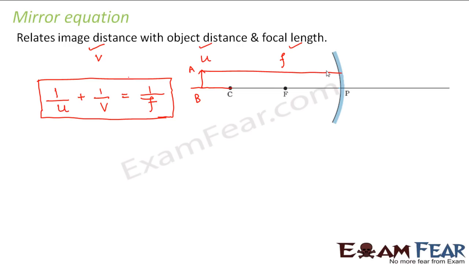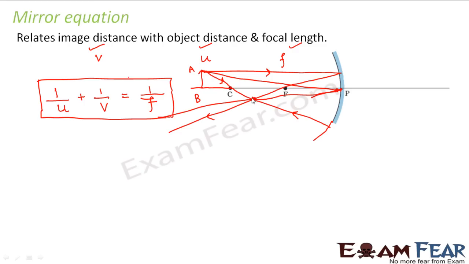Let us suppose this is a ray which goes parallel to the principal axis. After reflection, it will pass through the principal focus. There is another ray which passes through the center of curvature, and after reflection, it goes back along the same path. Let me apply another rule: it falls obliquely towards the pole, and therefore it goes back obliquely as well. All these three rays meet at this point, and therefore we get a real inverted image here. So B dash A dash is a real and inverted image.